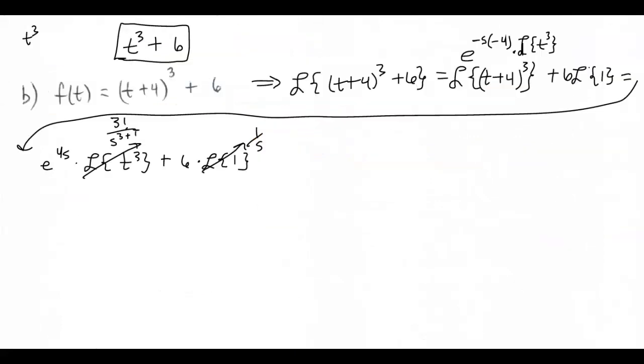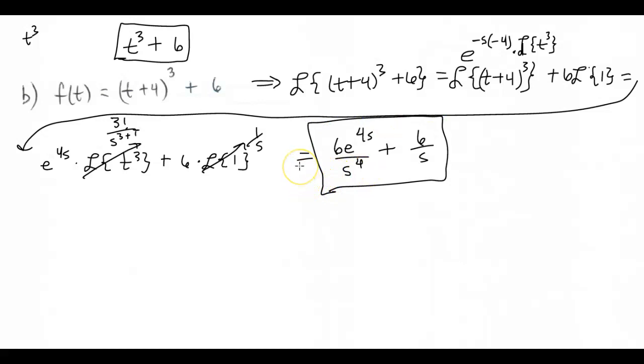Okay, so now we just bring it all together. 3 factorial is just 3 times 2 times 1, which is 6. So we'll have 6e raised to the 4s and plus 6 over s. And of course, for the first term, all that's going to be divided by s raised to the 4. So yeah, I forgot to write that. And so this ends up being our final answer for that.